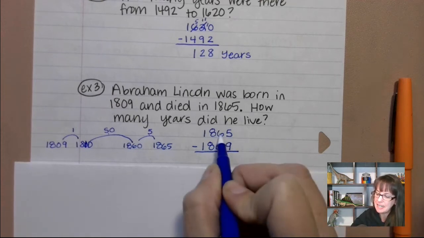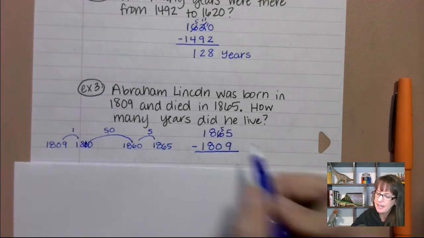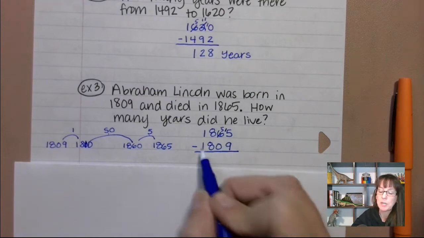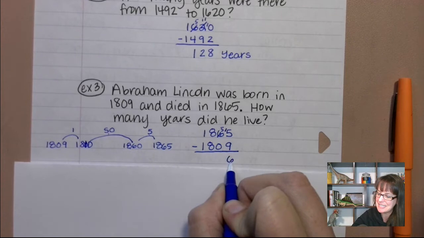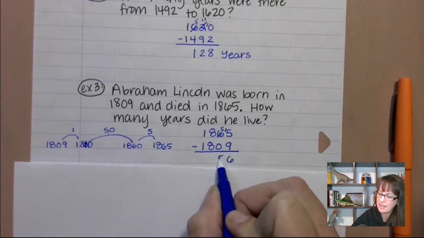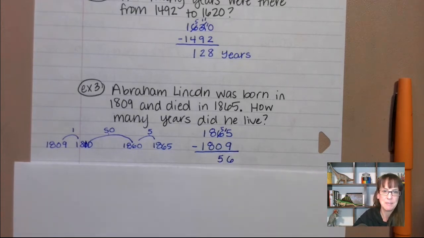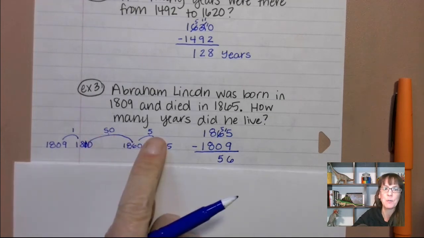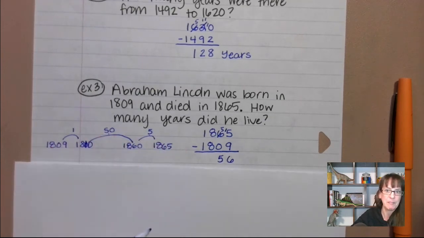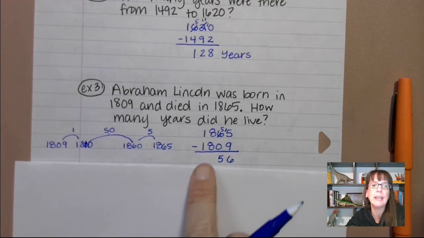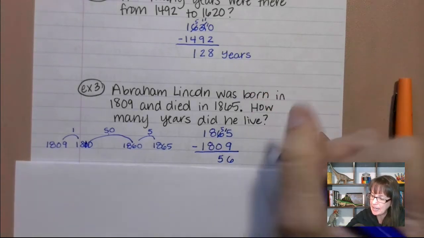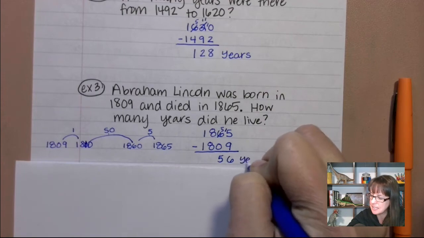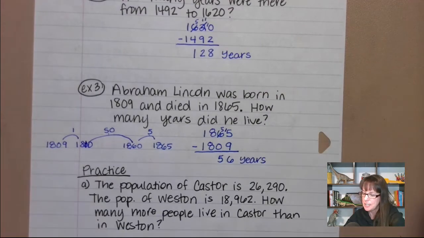All right, 5 minus 9 we can't do, so we're going to borrow from the 6, make that a 5. So 15 minus 9 will give us a 6. 5 minus 0 is 5, and then 8, 0, 0, 18 minus 18, so we get 56. So you can jump up if that's easier by finding some friendly numbers, or you can just do it the old-fashioned way and subtract like this. Either way, how many years did he live? It was 56 years.